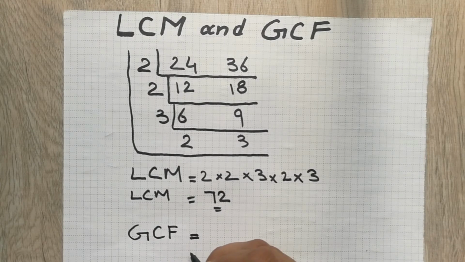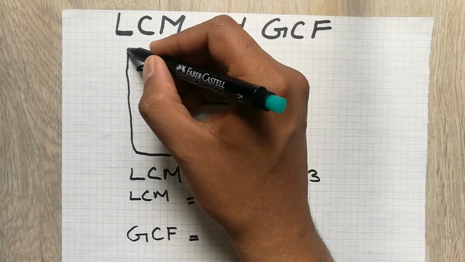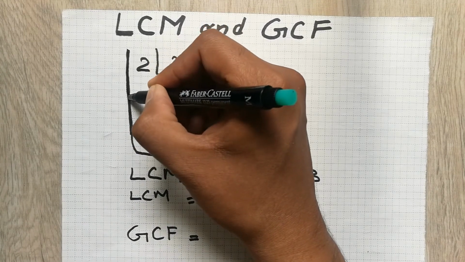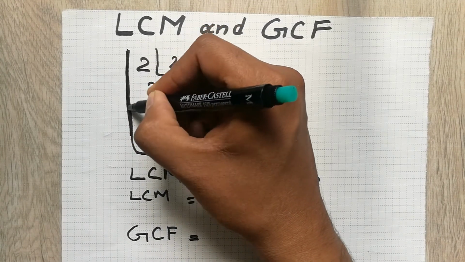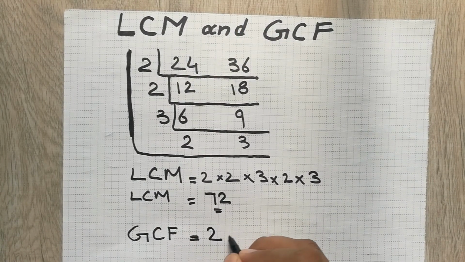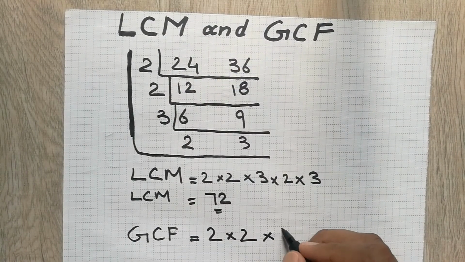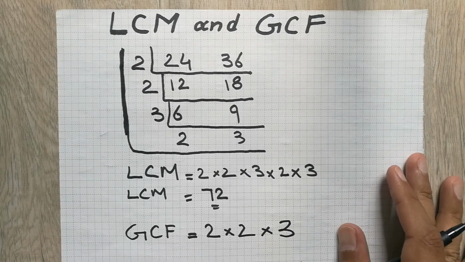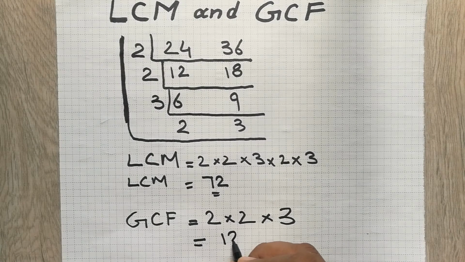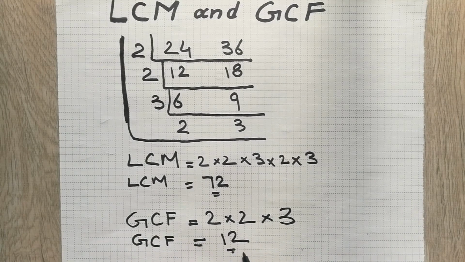Okay, so to find the GCF, we concentrate only on these three numbers, only this line. We don't concentrate on the L, we concentrate only on this straight line. So in this line we have 2, multiply by 2, and we have 3 only in this line. So in that case the answer will be 12. So the GCF answer will be 12.